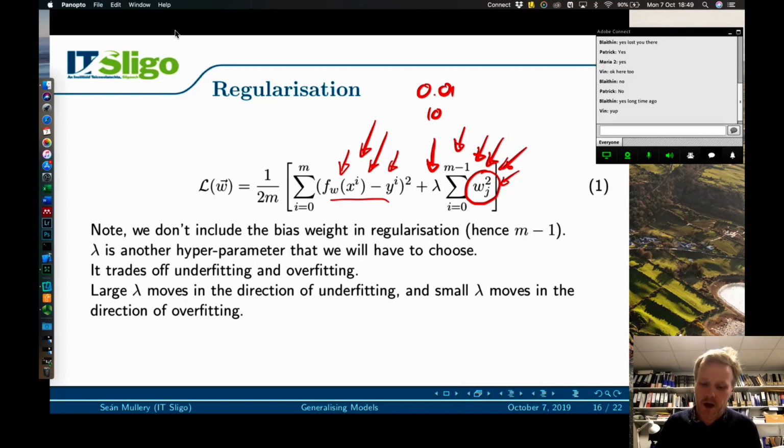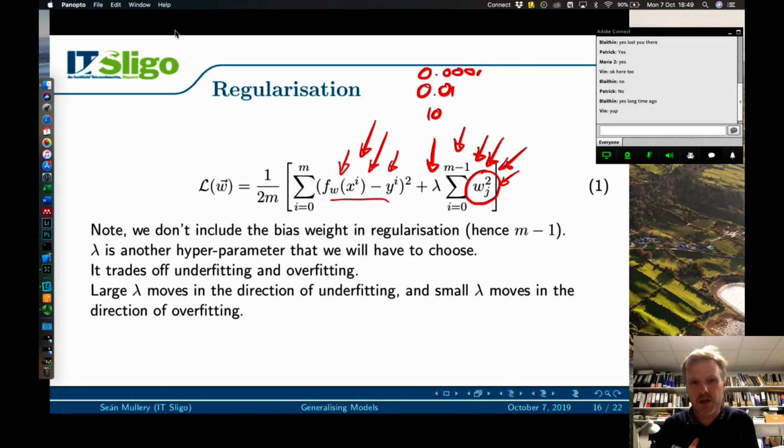So if we use a large value of lambda, that moves us in the direction of underfitting, where we have a simpler system. And if we use a small value for lambda, it moves us in the direction of overfitting. So if we have a value of lambda that's going to be 0.0001 or something like that, then we're likely to move in the direction of overfitting. But again, that depends on the size of the weights and a lot of things as well. So we can't always assume that it's a specific number, more just that if it gets smaller.